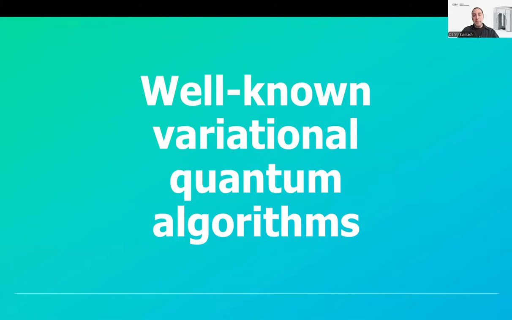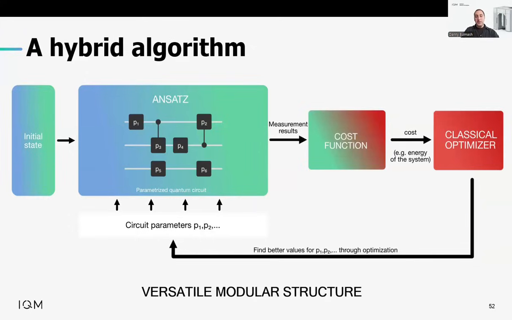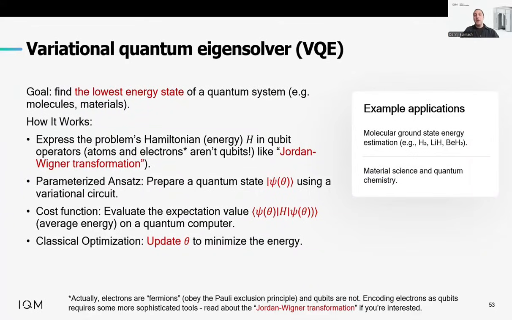Now let me finish up by talking very briefly about a couple of well-known variational quantum algorithms, and we'll explore one of them soon. So this is the structure of our quantum algorithms. And lots of different ansatz, lots of different cost functions, and lots of different optimizers give us different algorithms. So for example, one of them is called a variational quantum eigensolver. And this is an algorithm whose goal is to find the lowest energy state of a quantum system, so molecules or materials or an atom.